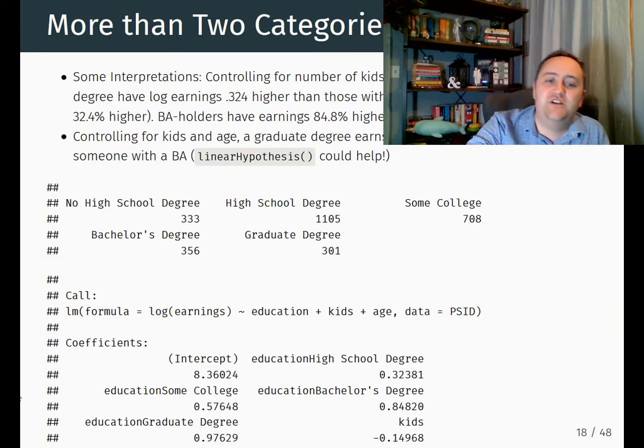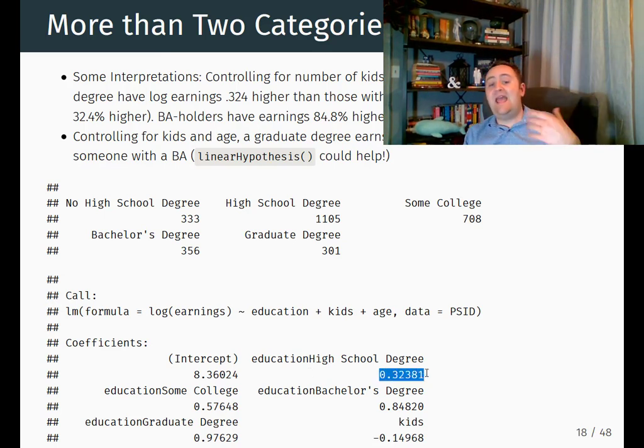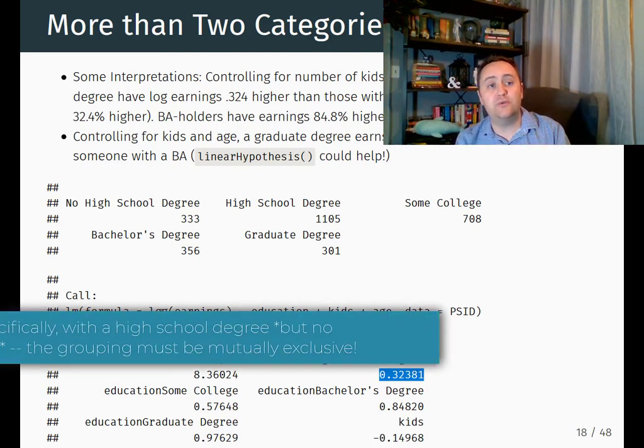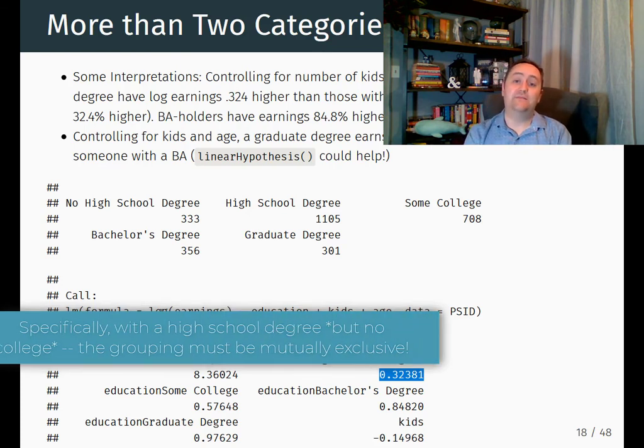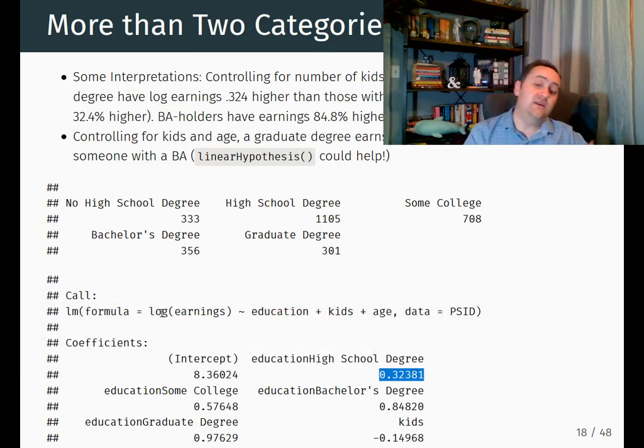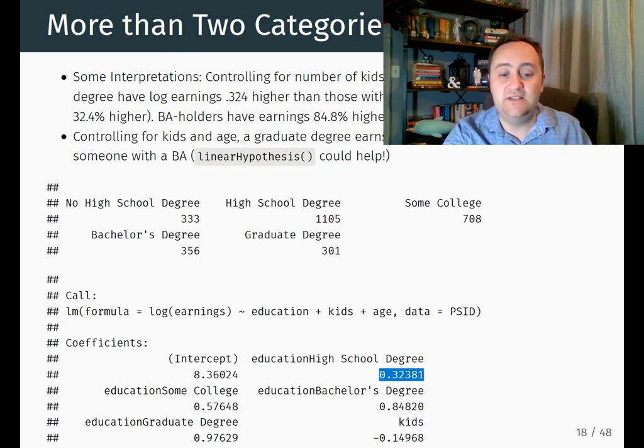So here we have a bunch of different education categories: no high school degree, some college, bachelor's degree, graduate degree. If I regress log earnings on education with some controls, then I get some coefficients. What's the omitted group here? Well, I don't see no high school degree, so that must be the omitted group. So this 0.323 here tells me that the average log earnings for people with a high school degree is 0.323 higher in terms of log earnings than people with no high school degree. That's my interpretation there. I'm comparing it to the omitted group, of course, given these controls as well.